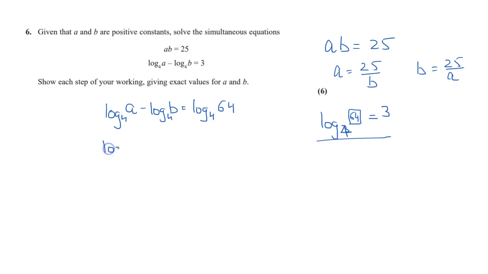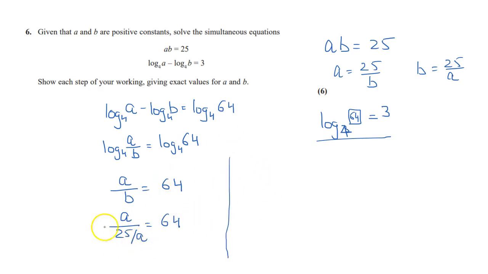So this can be written as log a over b base 4 is equal to log 64 base 4. Base is equal, antilog will be what? a over b is equal to 64. b I can put 25 over a. So a over 25 over a is equal to 64.